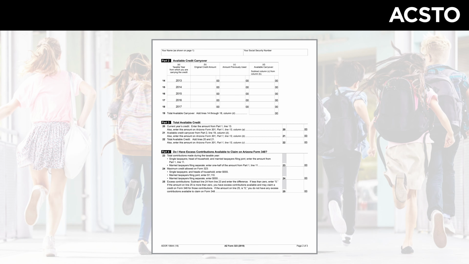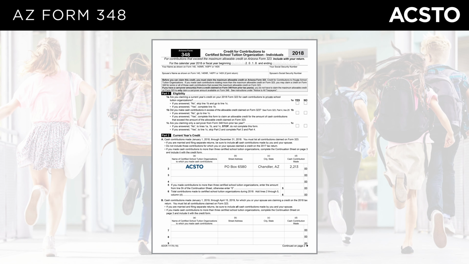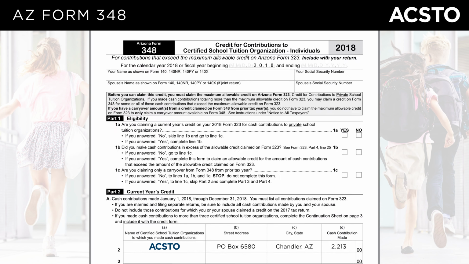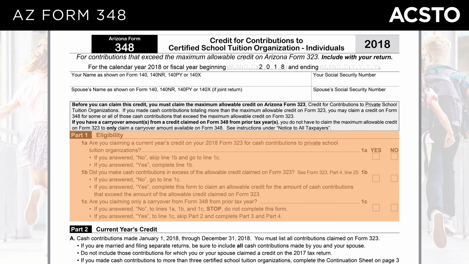Overflow donations are recorded separately on AZ Form 348. The first part checks to see if you're eligible to claim the overflow credit. It asks this because the overflow tax credit is only available for those who have donated the maximum amount of the original tax credit in the same tax year. If you've donated above and beyond the original tax credit for this tax year or are claiming carryover overflow credit from a previous tax year, complete Part 1 and then move on to Part 2.